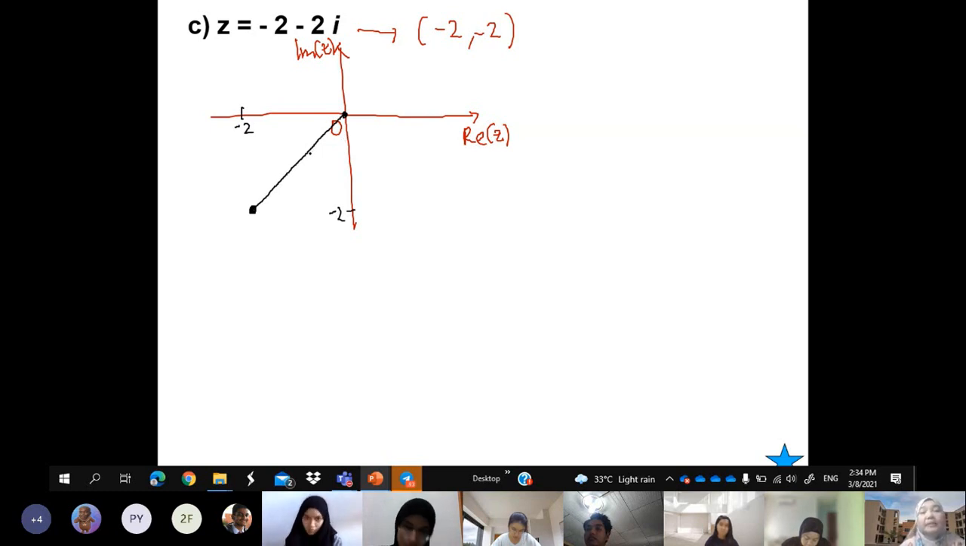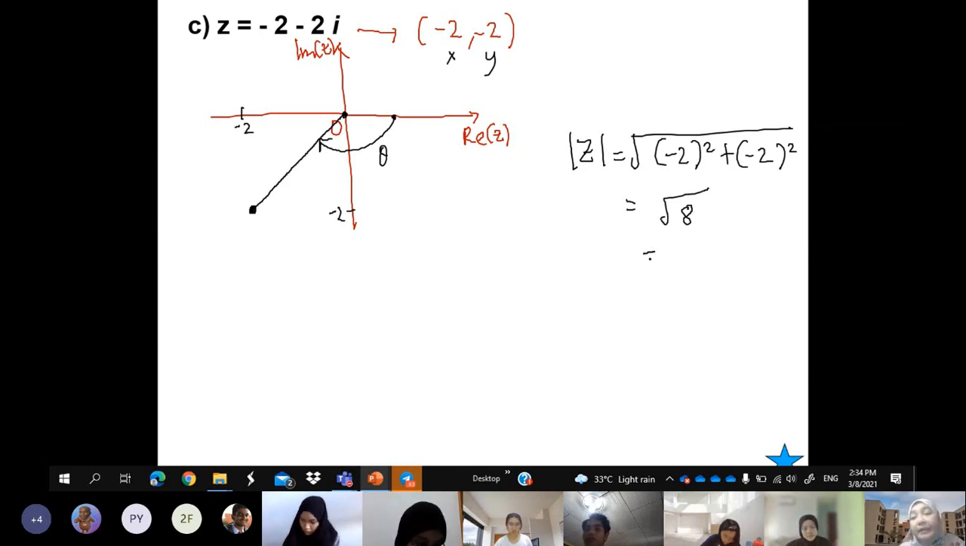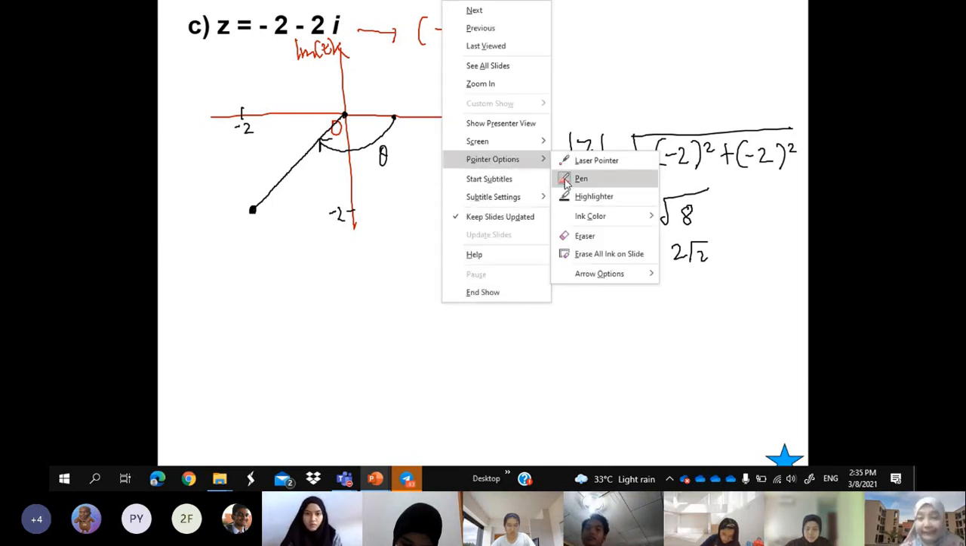Label theta as well, from the positive x-axis to the line. This is theta. Always go first to find the modulus: square root of something squared plus something squared. Substitute negative 2 and negative 2. Then 4 plus 4 is 8. You may leave the answer as root 8 or 2 root 2, up to you. The calculator gives root 8 as 2 root 2. Now, to find theta, you need to find the basic angle.